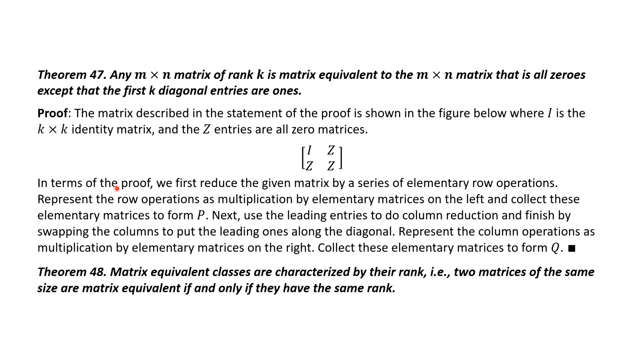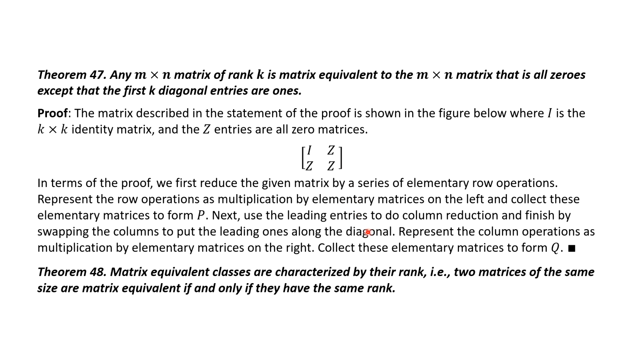So in terms of the proof, we first reduce the given matrix by a series of elementary row operations, represent the row operations as multiplication by elementary matrices on the left, and collect these elementary matrices to form P. These elementary matrices are invertible, and if we just multiply them together, we get an invertible matrix. So that gives us P. Then we use the leading entries to do column reduction, and finish by swapping the columns to put the leading ones along the diagonal.